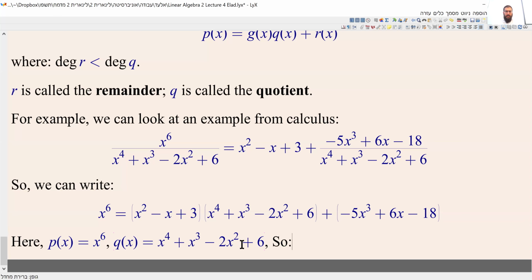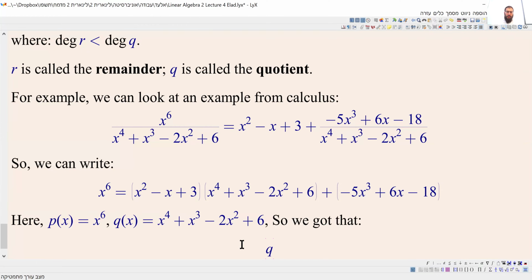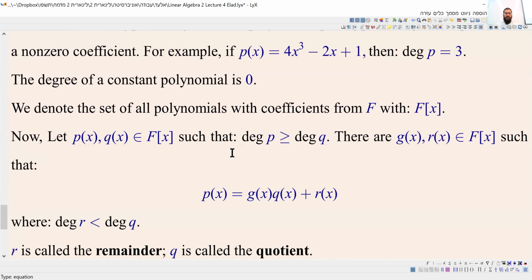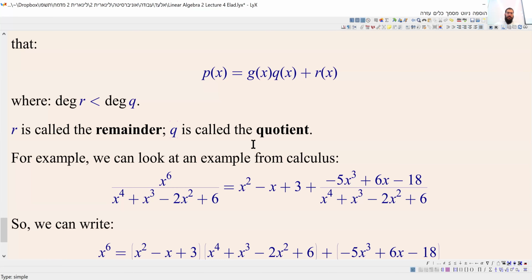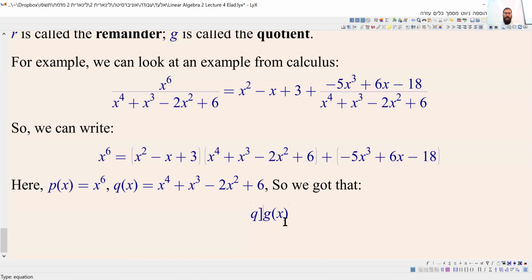So we got that the quotient, why is it multiplied by... Sorry. Q is not the quotient. G is the quotient. Don't be confused, but G is the quotient. We already have Q and P given to us. Here it is x to the power of 6, and x^4, etc. So G(x) is the quotient. It's x squared minus x plus 3. And R, the remainder, one can call it the residue as well. It is minus 5x^3, etc.